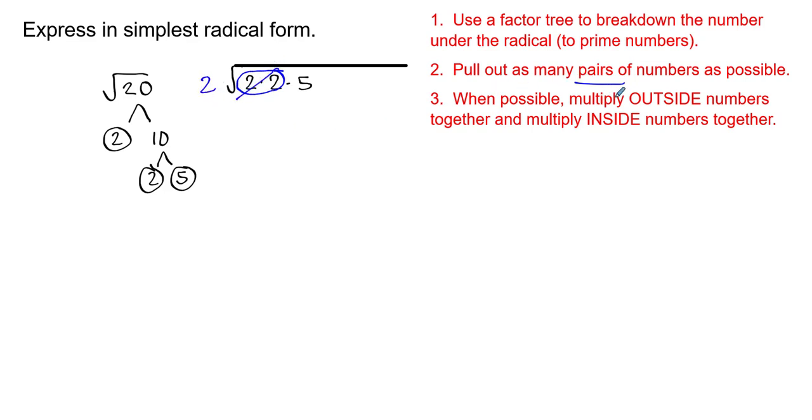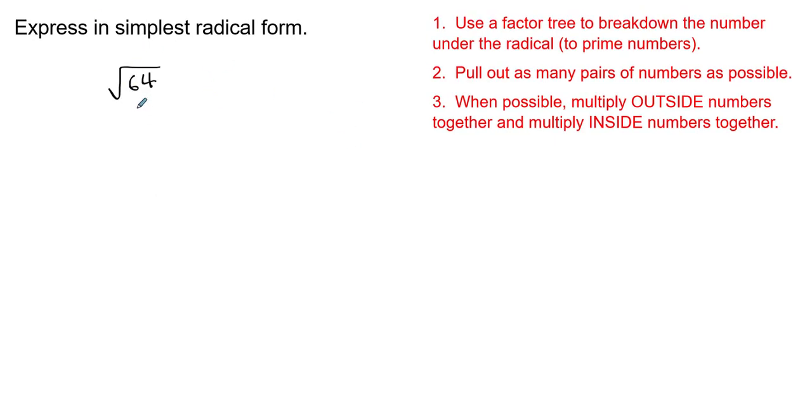And then when possible, multiply the outside numbers together and multiply the inside numbers together. Well, in this example, it's pretty easy. There's just the number 2 on the outside, and there's just the number 5 left on the inside. So the square root of 20 simplifies to 2 square root 5.